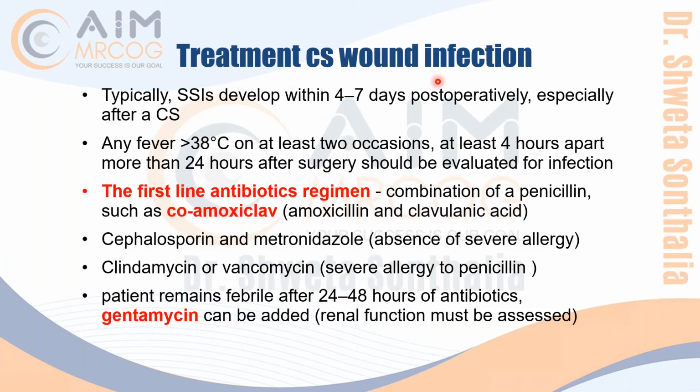Treatment of CS wound infection. Now we have seen till now the prophylaxis, when you will give, when you will not give, what you will give, and how it will decrease the risk. Now, treatment. So definitely if you have done prophylaxis, there could still be infection. So what you will do, you will treat it. So what will be your first line? Again, coamoxiclav. Because now there is no fear to the baby. So your first line will be coamoxiclav, because as we saw for CS, the most common organism is Staph aureus. So coamoxiclav is the first line antibiotic.